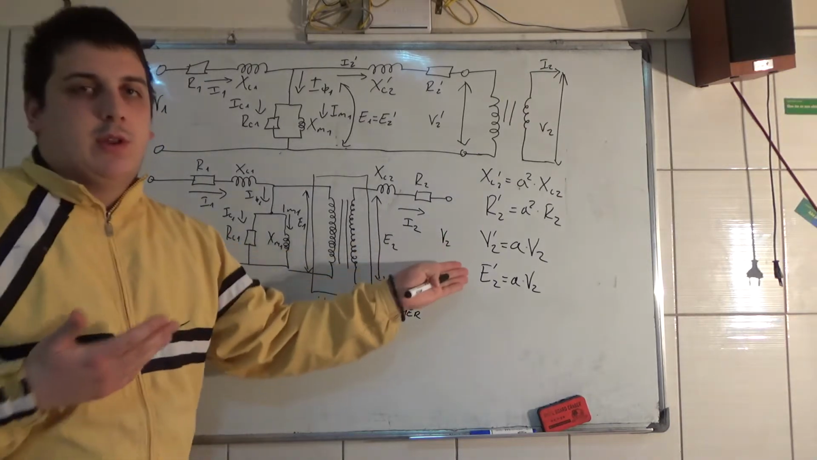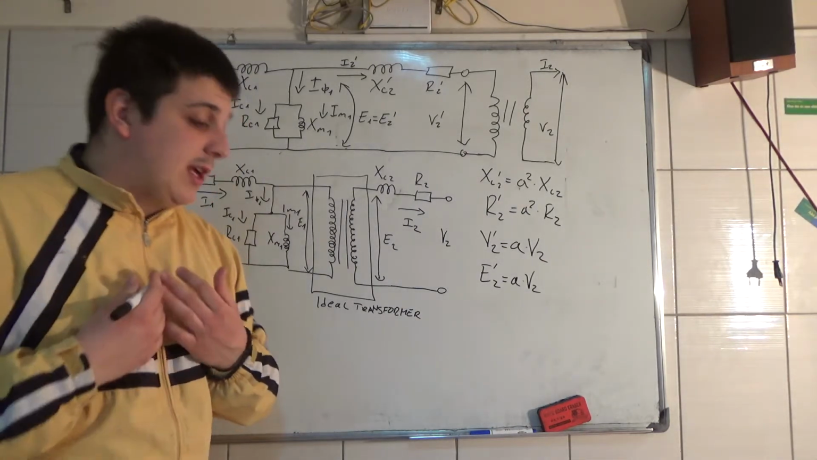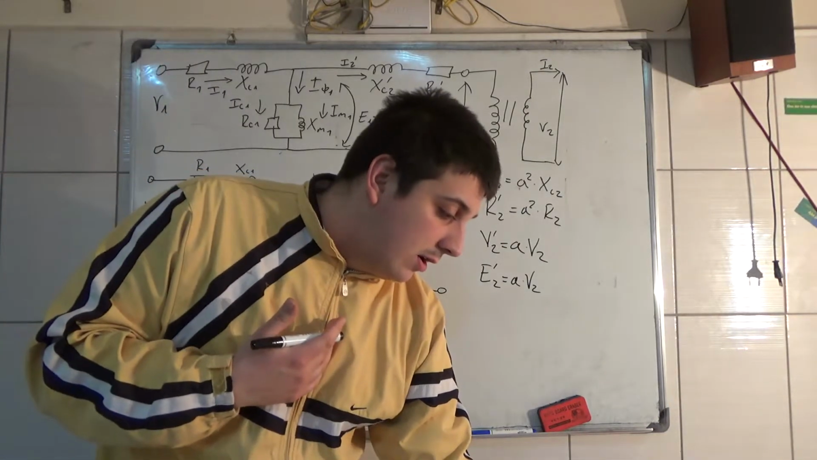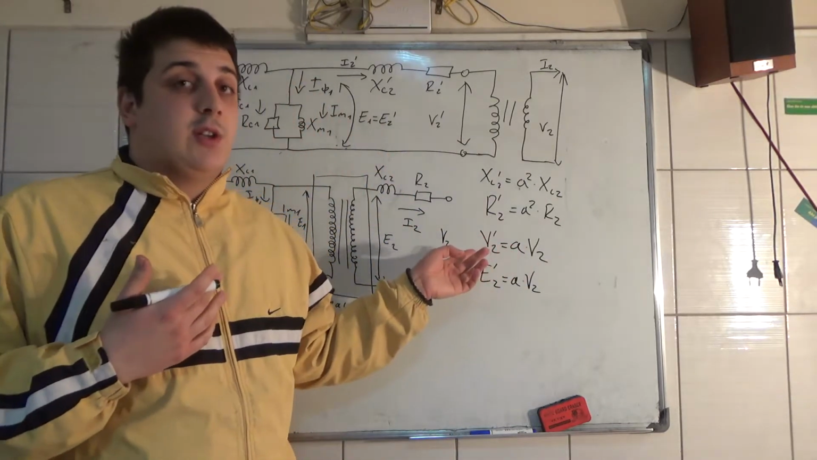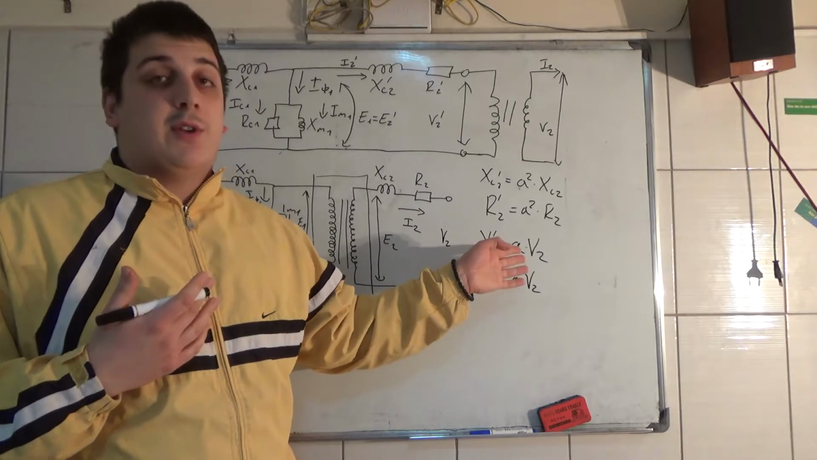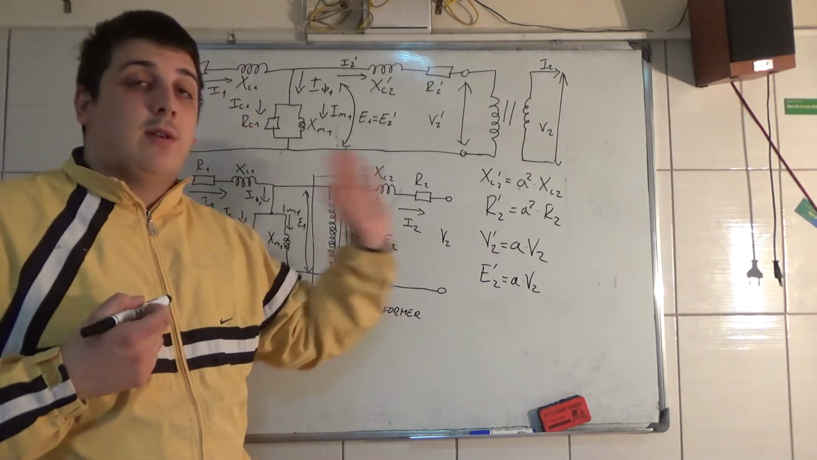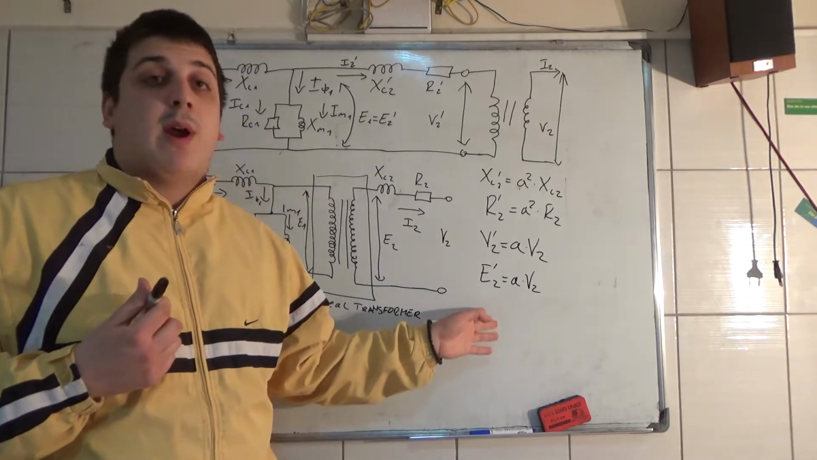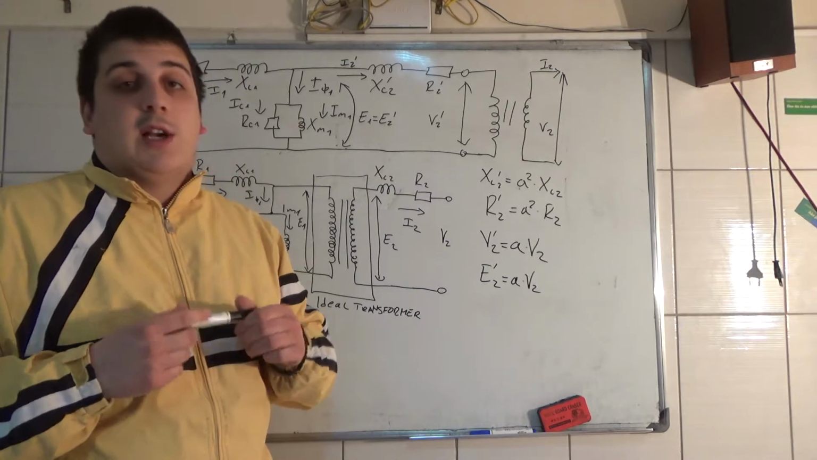You have to trust me on this one. Sorry, I just realized the book didn't cover this one. So this is the transferred voltage from the secondary to the primary. If you want to transfer it from the primary to the secondary, then E1 prime would be E1 divided by A. So just the opposite.